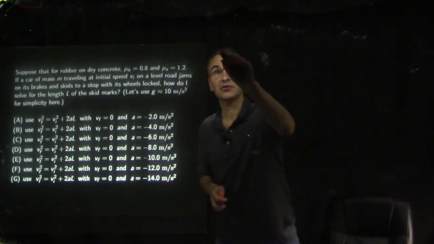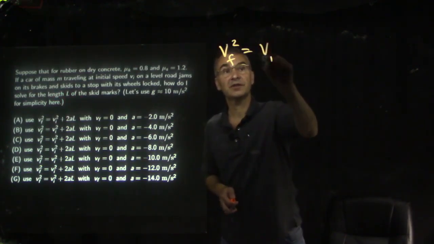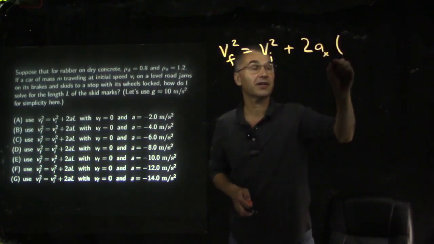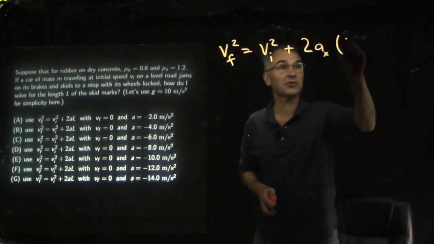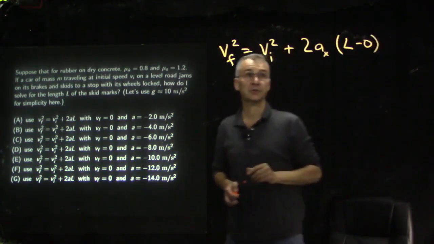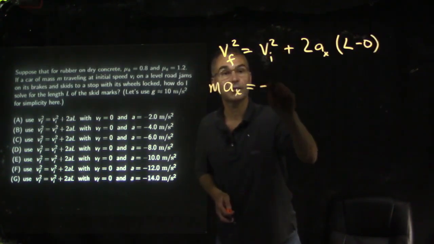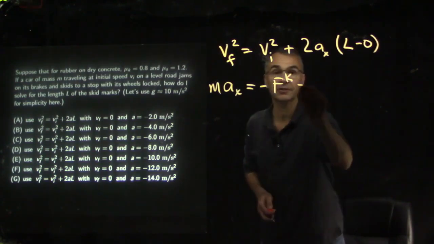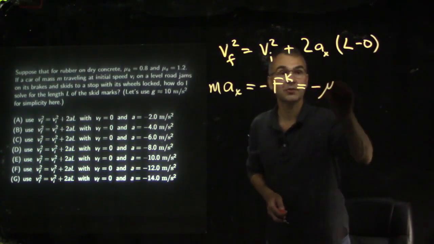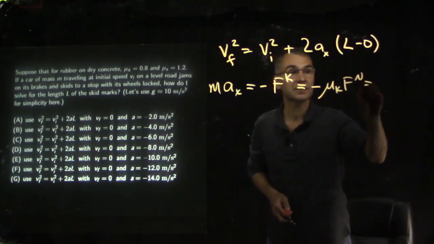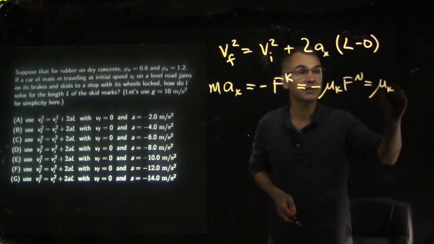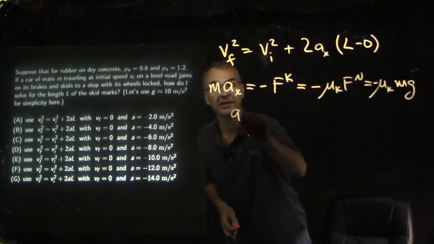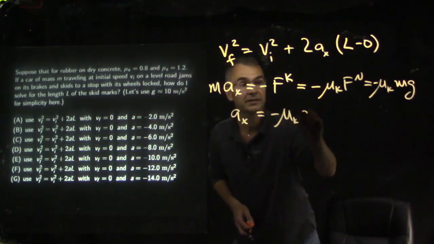How do I solve for the length of the skid marks? I guess we could use v final squared is v initial squared plus 2 a sub x times x final minus x initial. So let's say x final is L and x initial is 0. m a sub x is minus F kinetic. The only horizontal force acting on the car is kinetic friction, so this is mu kinetic times F normal, and F normal equals mg by the same reasoning we used on the previous slide. So a sub x is minus mu kinetic times g.